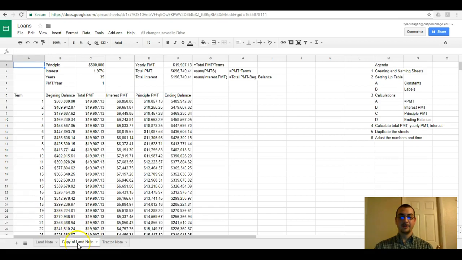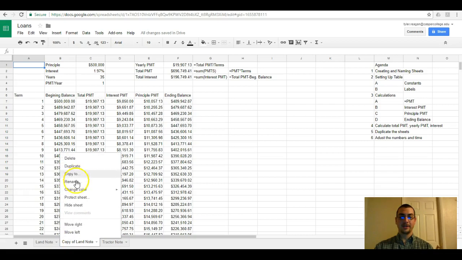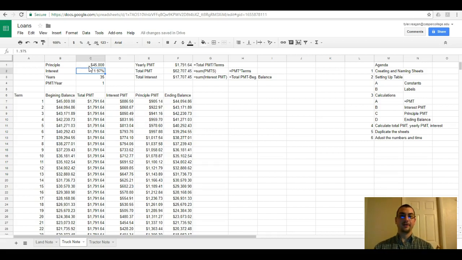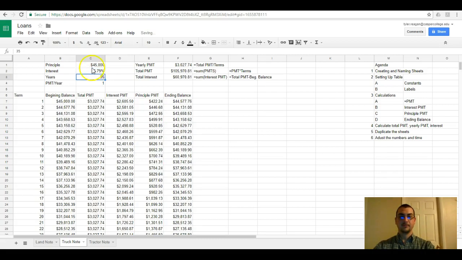So now we've got a copy of land note, and we're going to rename this. Let's call this truck note. Say you go out and you buy, I don't know, a $45,000 truck, and you go into the dealership and they are giving you an interest rate of, let's say, 5.79%. As you can see as I'm typing in these numbers, it's automatically recalculating things down here.